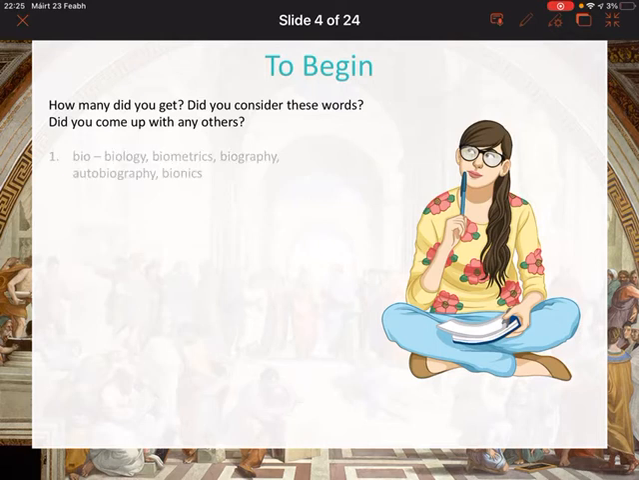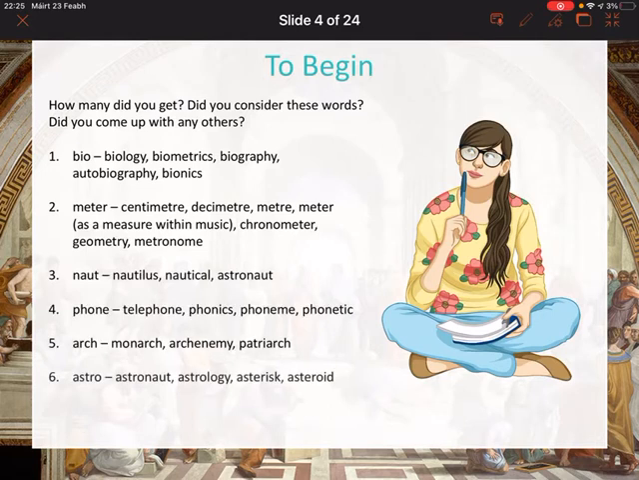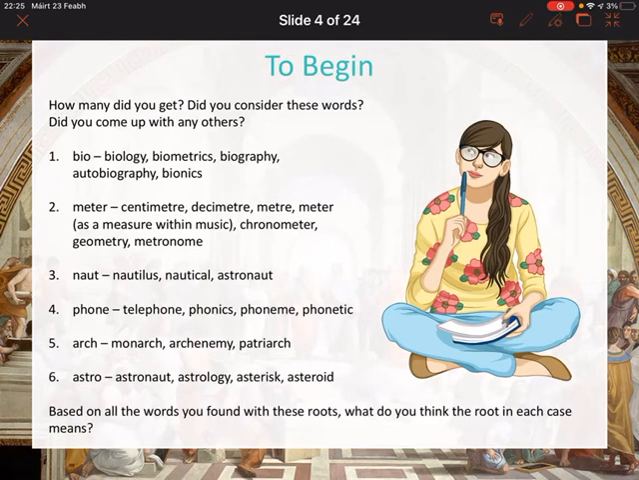Okay, so with bio, you might have biology, biometrics, biography, autobiography, bionics. Okay, so lots of ones there. Meter: centimeter, decimeter. You have meter as a measurement within music as well, chronometer, geometry, metronome. Then naut: nautilus, which is a sea creature, nautical, and then astronaut. Phone, you have telephone, phonics, phoneme, phonetic.